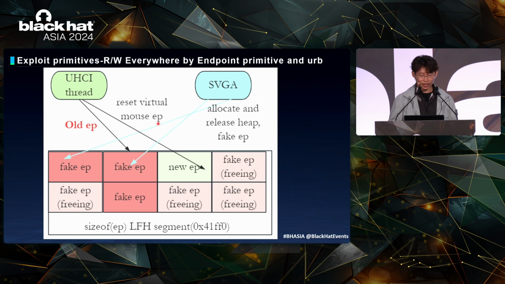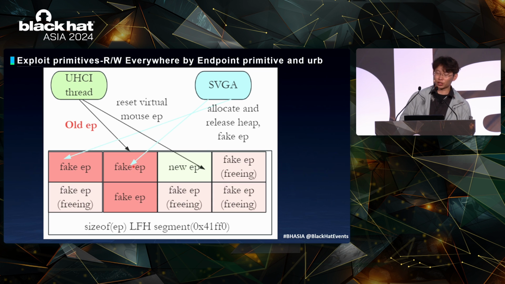Each command resets the endpoint structure of the virtual mouse. We use this way to expand the competition time gap. At the same time, we use the SVGA thread to submit commands to allocate and release the same size heap. In this way, when the UHCI thread accesses the dangling pointer, it's likely to point to the endpoint structure that we control. Thus, we can achieve arbitrary write.